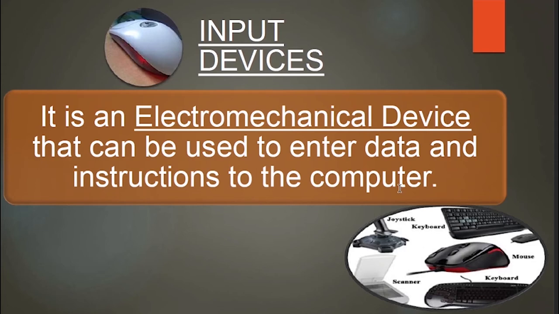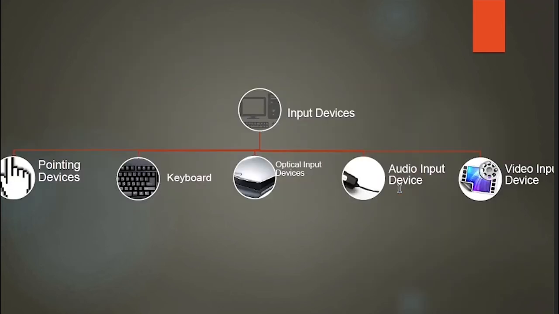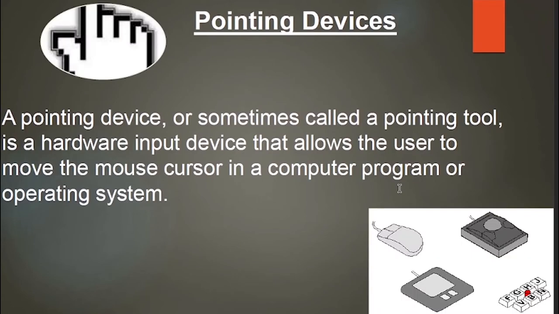Input devices are electromechanical devices that can be used to enter data and instructions to the computer. Examples of input devices are pointing devices, keyboard, optical input devices, audio input devices, and the video input device. So, for the first one, we have the pointing devices.